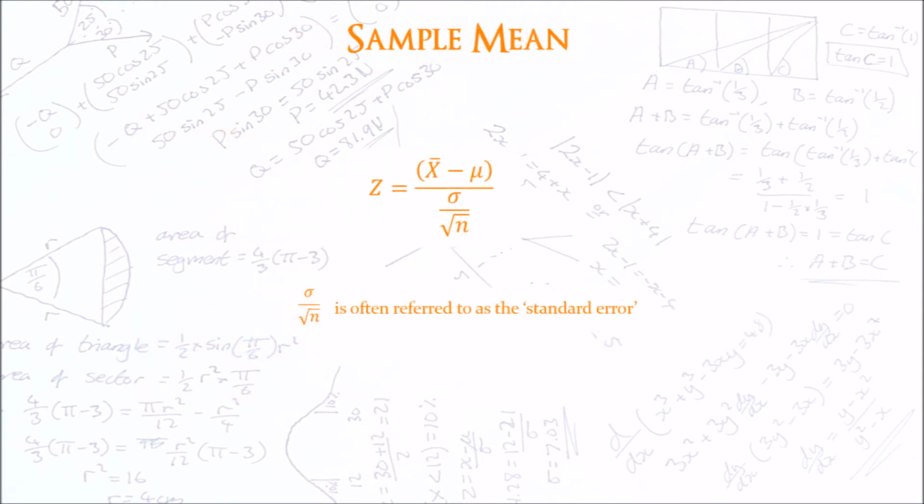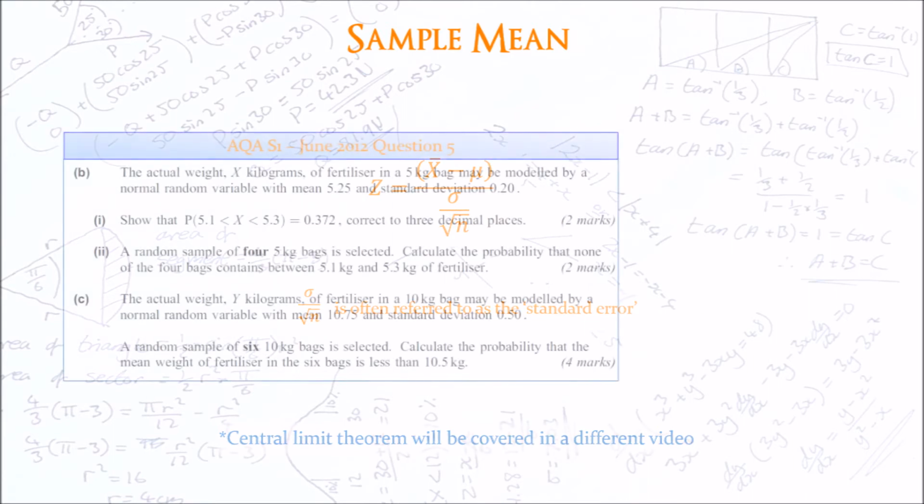Let's have a look at some sample mean questions. Whenever you come across a question that says sample mean involving a normal distribution, you're going to use a slightly different formula. It's going to be z is equal to x bar minus mu over sigma over root n. Now this sigma over root n is often referred to as the standard error. This is your new standard deviation, effectively. Now the reasons behind this is to do with the central limit theorem, but we're going to cover that in a different video. Let's have a look at some examples.